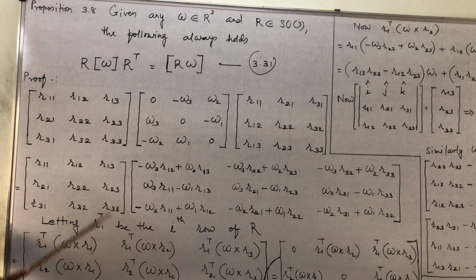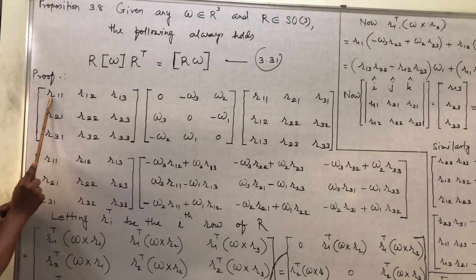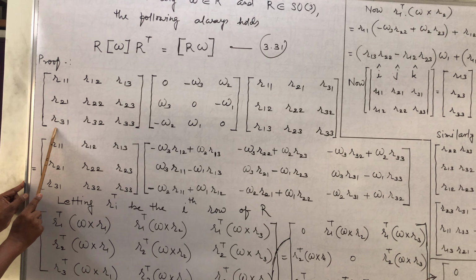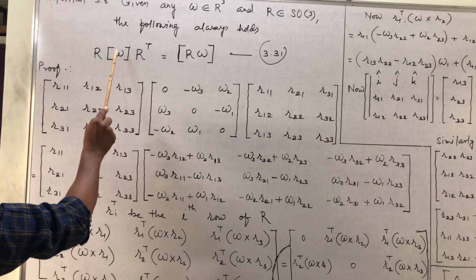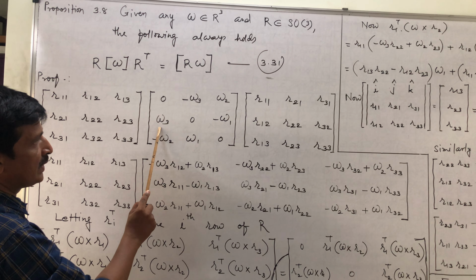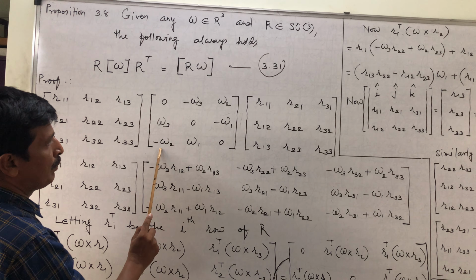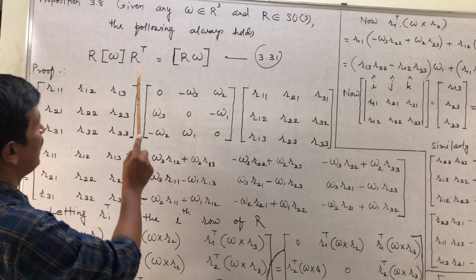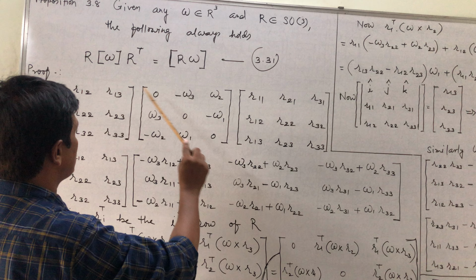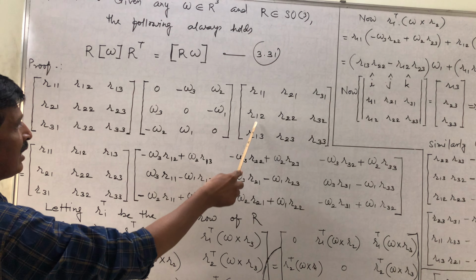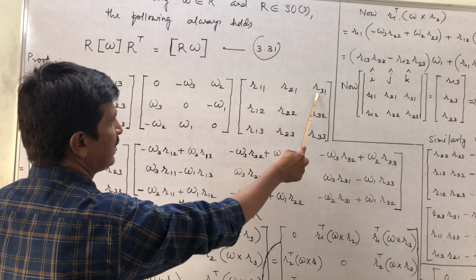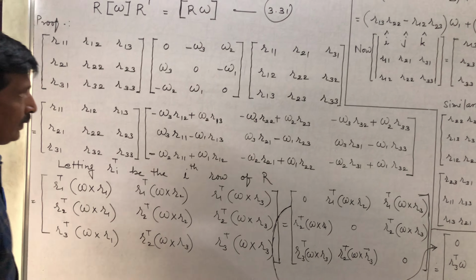Proof. Suppose R is R11, R12, R13, R21, R22, R23, R31, R32, R33. Skew symmetric matrix of omega is 0, minus omega 3, omega 2. According to definition, omega 3, 0, minus omega 1, minus omega 2, omega 1, 0. And R transpose, so all rows and columns are interchanged. So R11, R12, R13, R21, R22, R23, R31, R32, R33.